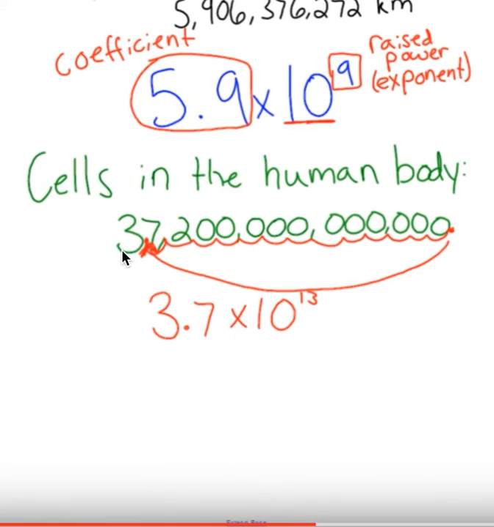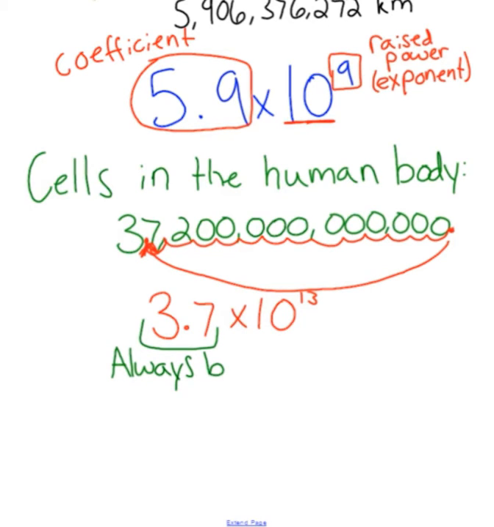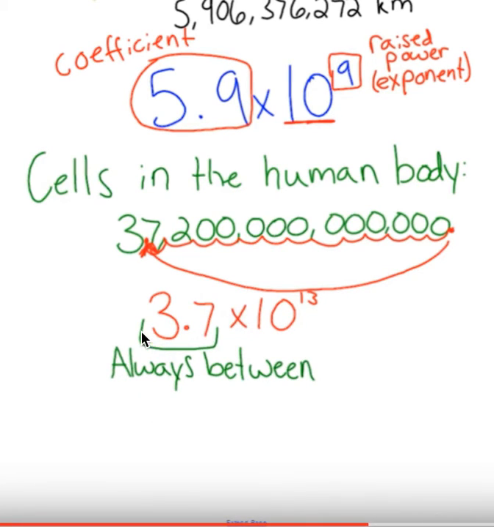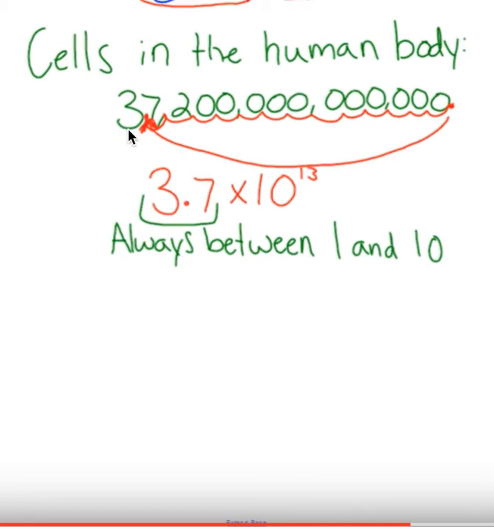Now what's important to know about this 3.7 is that this number always has to be between 1 and 10. So I'm jotting that down right here so we can see that this number always has to be between 1 and 10. That's why I decided to put the decimal right here. If I were to put it after 37, that's greater than 10. Can't use that. If I were to put the decimal before the 3, that's less than 1. So it has to always be between 1 and 10. And then the number of digits here is how many goes in the exponent.